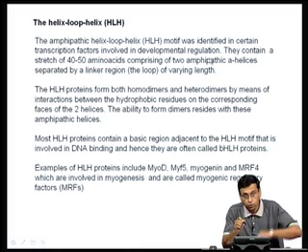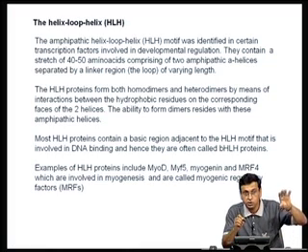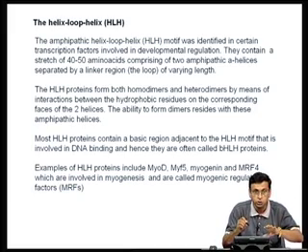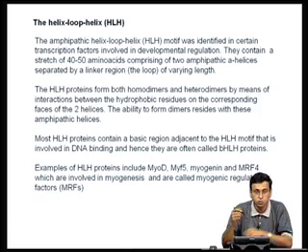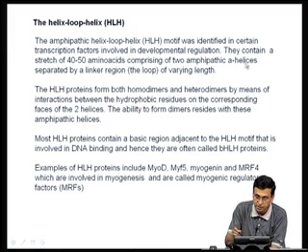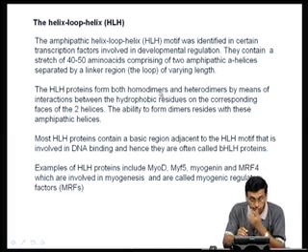Okay. Just like the helix turn helix motif is important in many of the homeodomain containing proteins, the helix loop helix also is a very important DNA binding motif which is involved in many transcription factors that play a very important role in developmental regulation of gene expression. And these transcription factors contain a stretch of about 40 to 50 amino acids which comprise 2 alpha helices separated by a linker region or a loop of varying length.